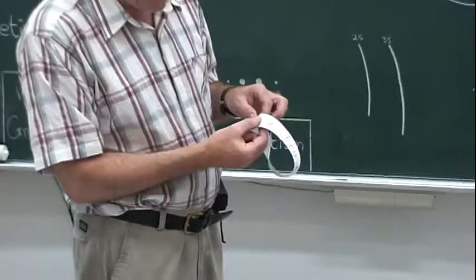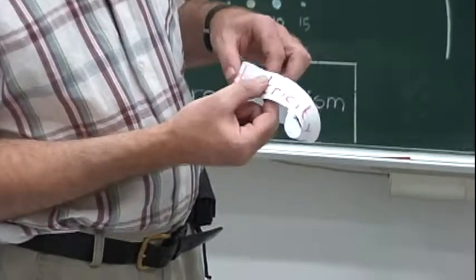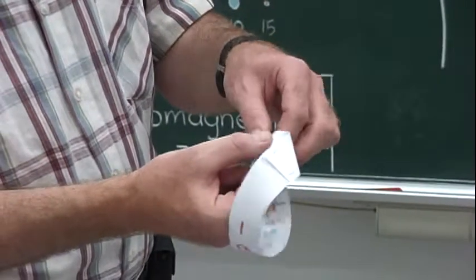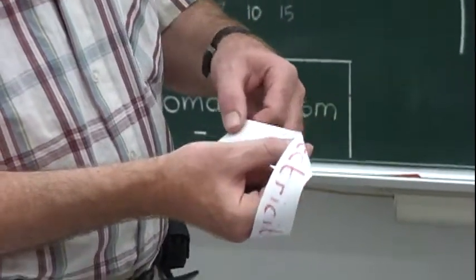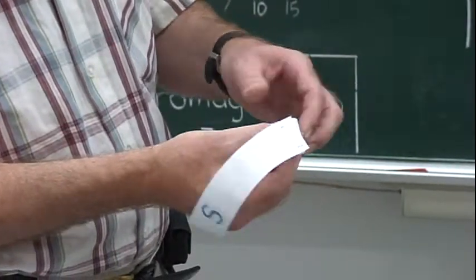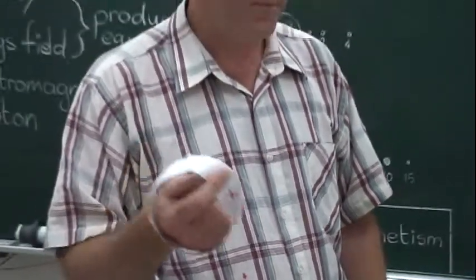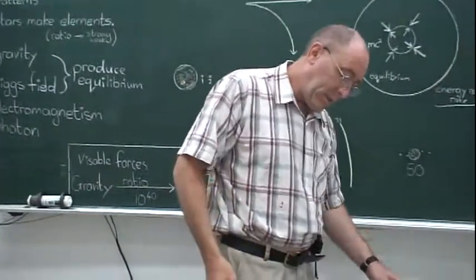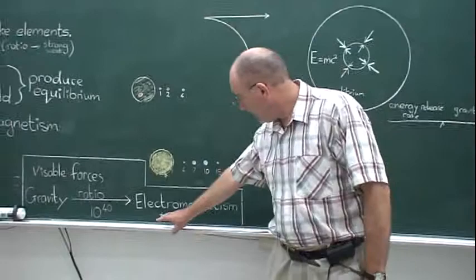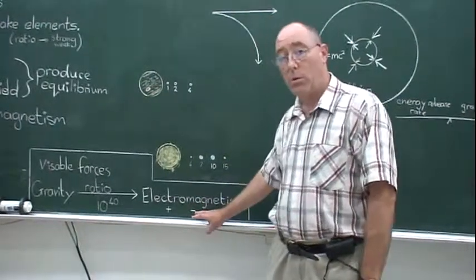If you look at my thumb, you'll see just by moving this, I can cover both of them at the same time, electromagnetism, and I don't have to take my thumb off the paper to do it. So electromagnetism really is very, very important because it also has poles.